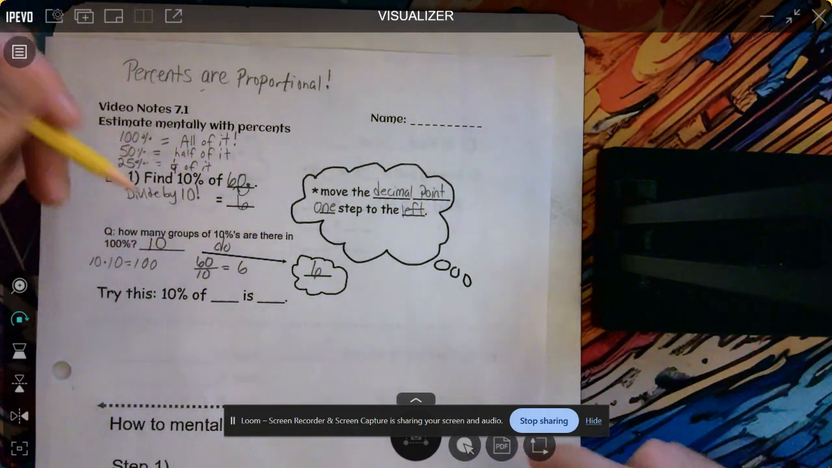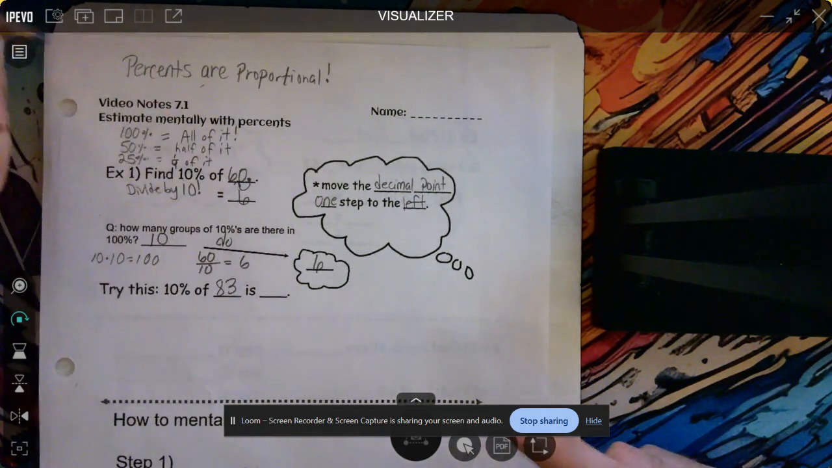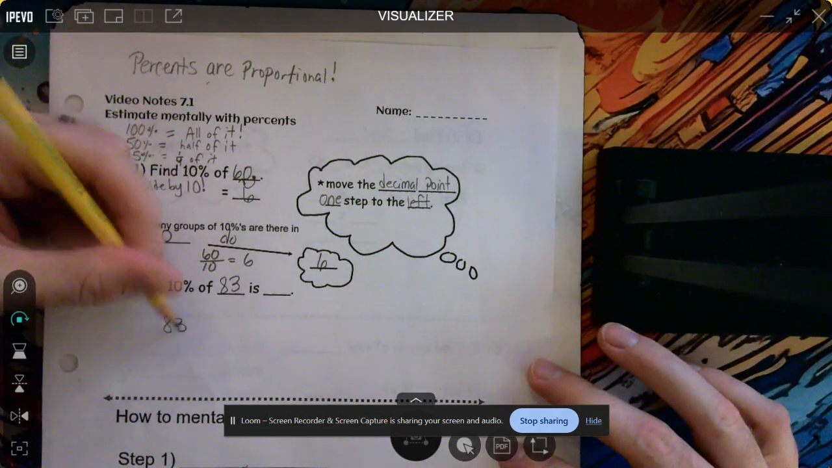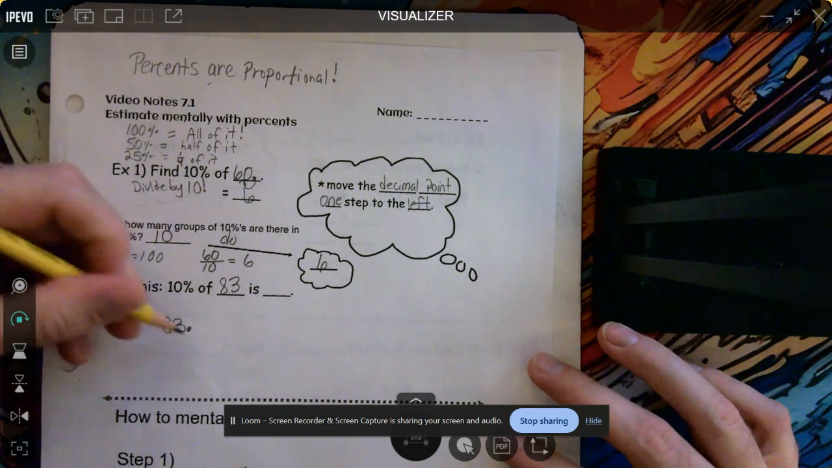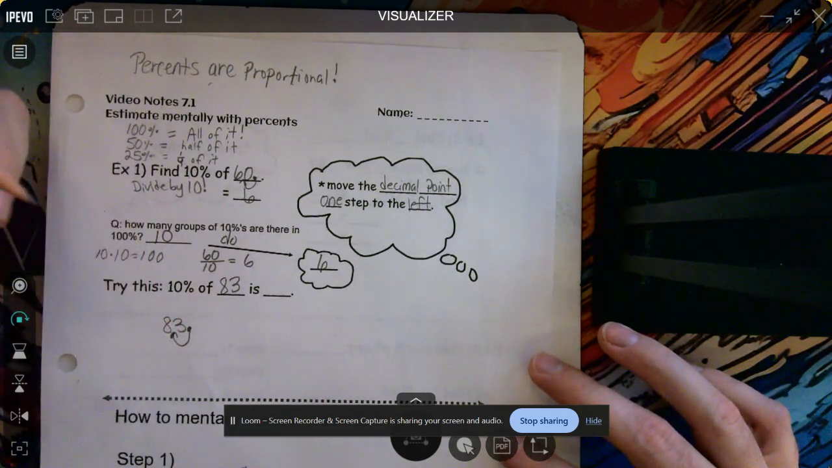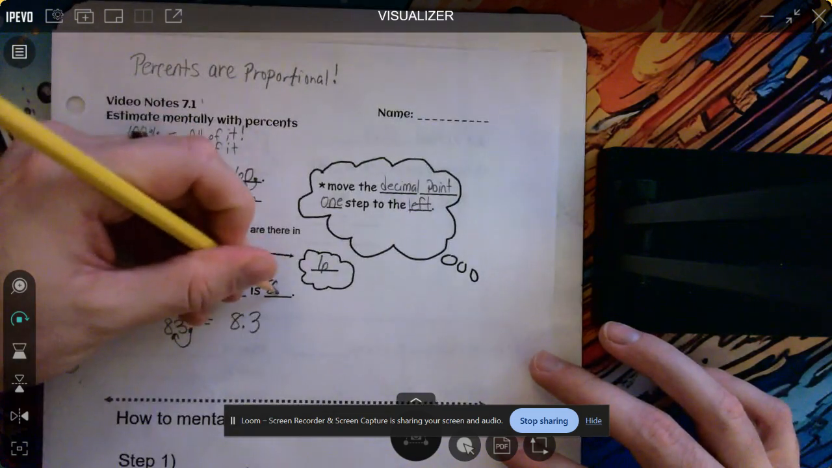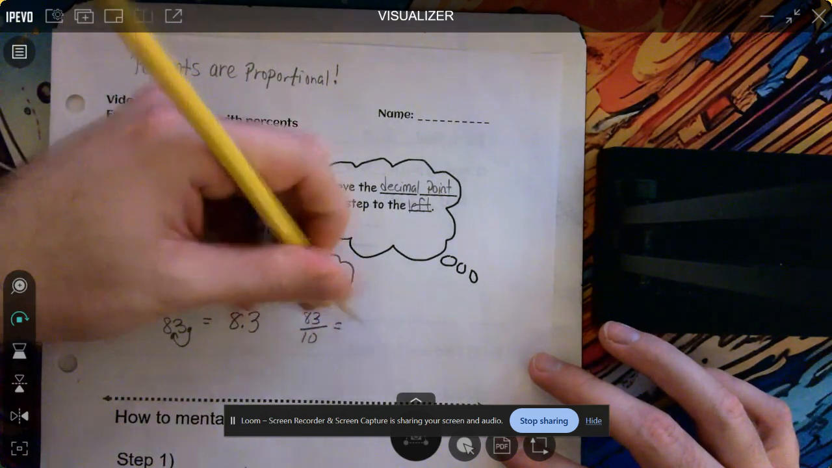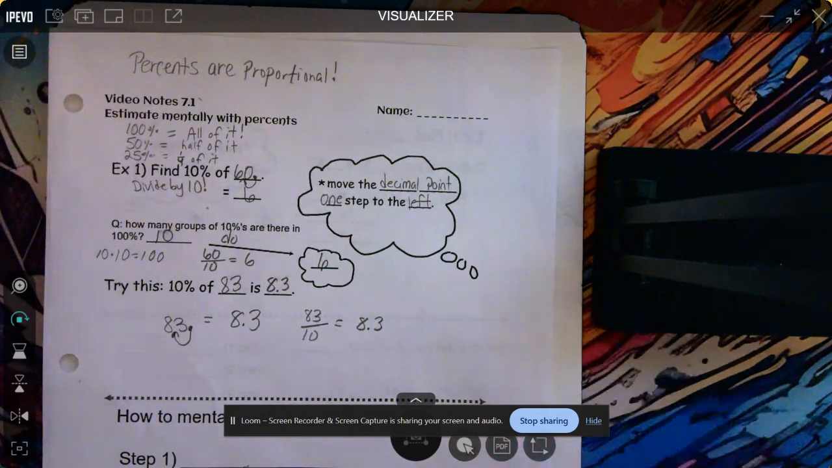So now I want you to try this one. What is 10% of 83? Go ahead and pause the video and try that. All right, so if we put a decimal point after the 3 and then move it 1 to the left, what's my answer? It's 8.3. All we did was divide by 10, right? 83 divided by 10 is 8.3. And all we had to do is move the decimal place 1 to the left.